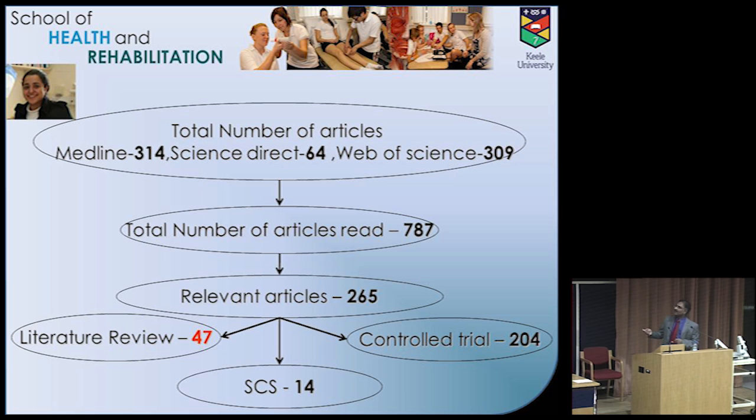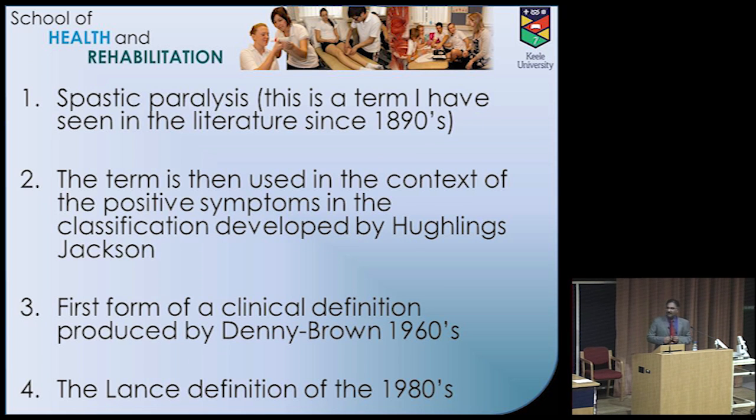So she ended up identifying 265 articles, and one of the first questions she asked was, what does the literature define as spasticity? Did they use the Lance definition? Was there something else in it? And in answering that question, we found a few interesting facts. Spasticity, or the word spasticity, doesn't arise in the literature till nearly the 60s. The original term was the word spastic paralysis.